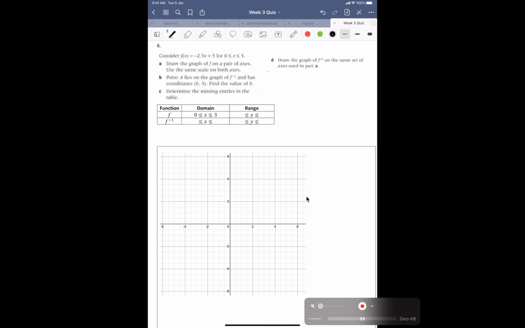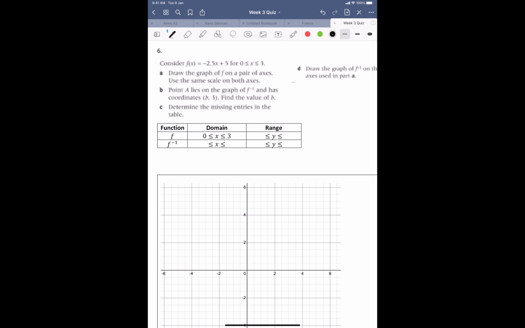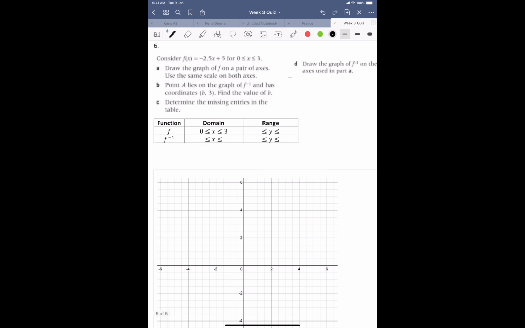Question about functions and inverse functions. The first part is to go ahead and draw the graph of f of x from 0 to 3. So we will start this just using pen and paper, then we'll switch to the TI Nspire. So here we go, we are going to plot, and I'm going to help a little bit maybe for the inverse function here. I'm going to put y equals negative 2.5x plus 5.